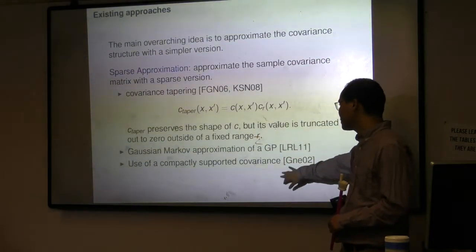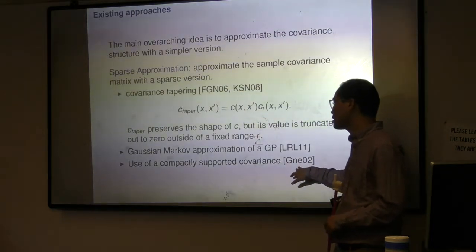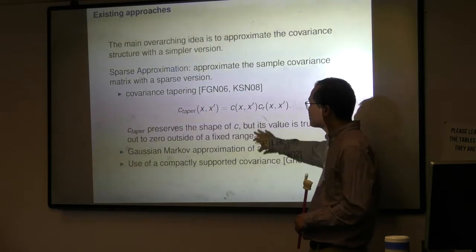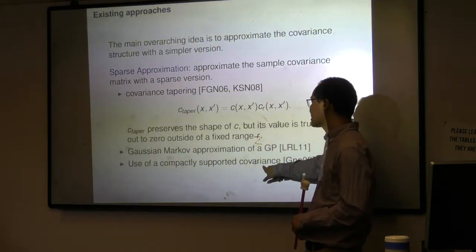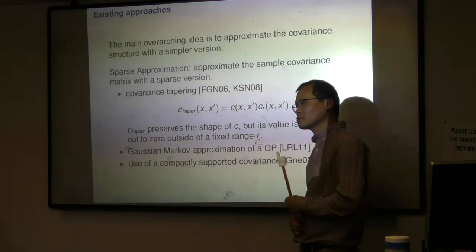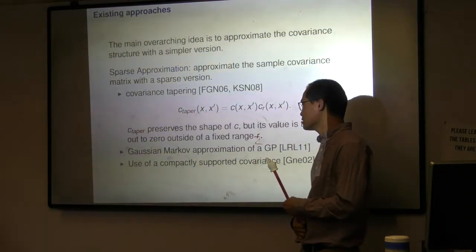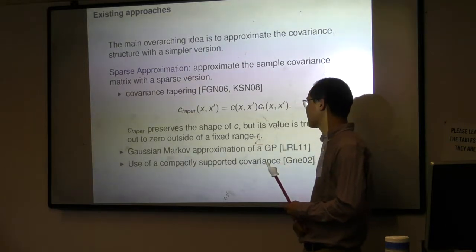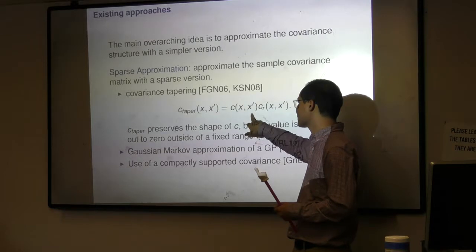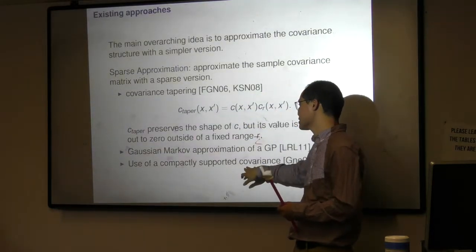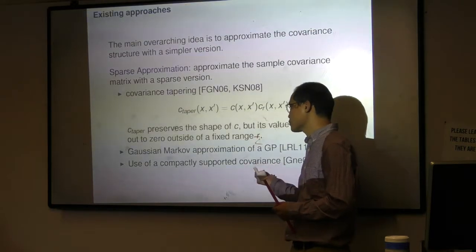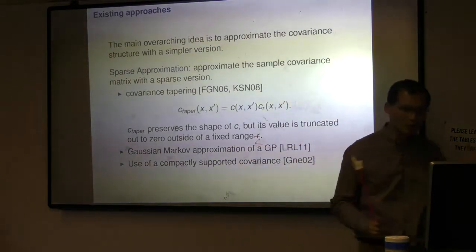Another line of research uses compactly supported covariance functions, and this approach is somewhat similar to covariance tapering. But it is not very general, because you need to use specific definitions of covariance functions, the so-called CS covariance functions. Tapering is more general, because if you have any covariance function, you can taper it, whereas the choice of covariance function is limited to very few choices with this approach.